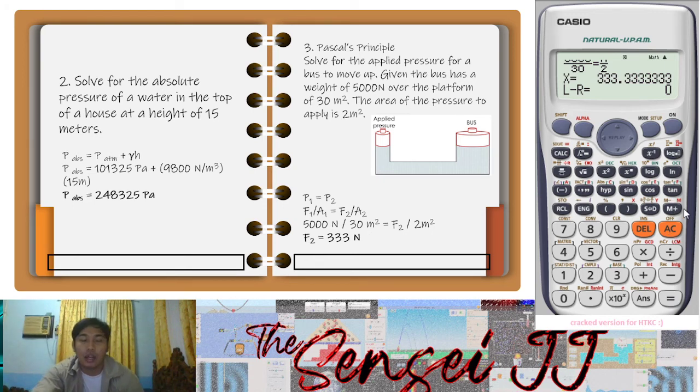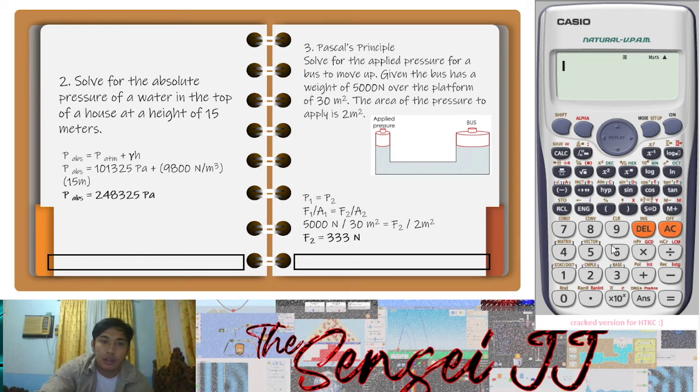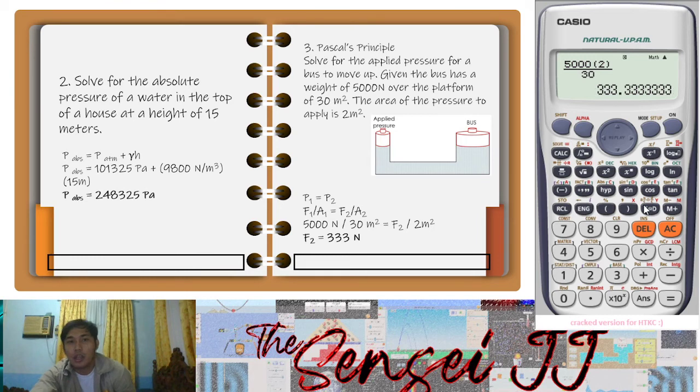If you guys don't know how to use this shift solve, you can use this one. If you don't know, we can transpose it, or we can use this method. So 5,000 multiplied by 2, meaning cross multiplication, divided by 30, which will then result to 333.33 newtons. Okay? So I'll be giving you ample time to copy this one, and then we'll be proceeding to the next slide. Please copy this one.